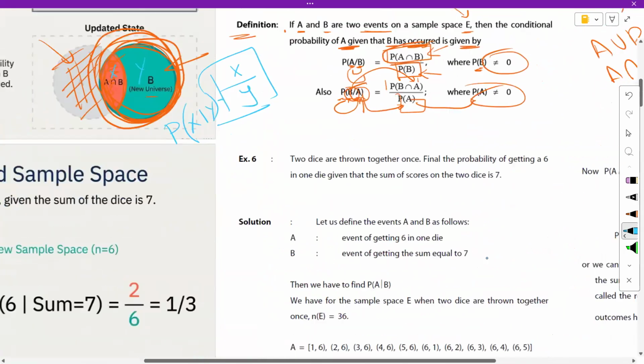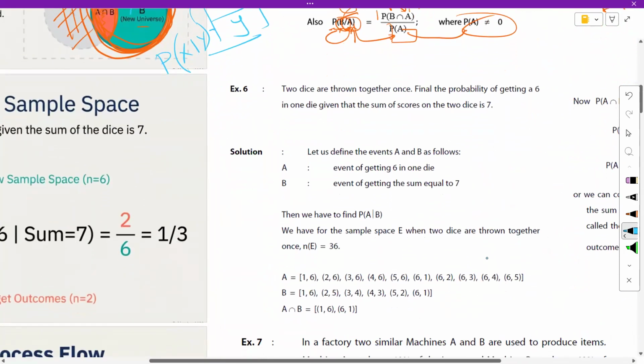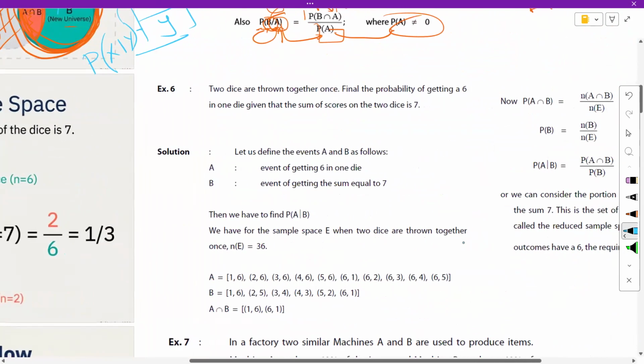Okay, now let us try to understand using an example. Two dice are thrown together, at the same time.